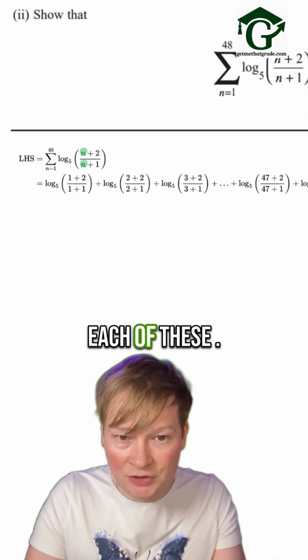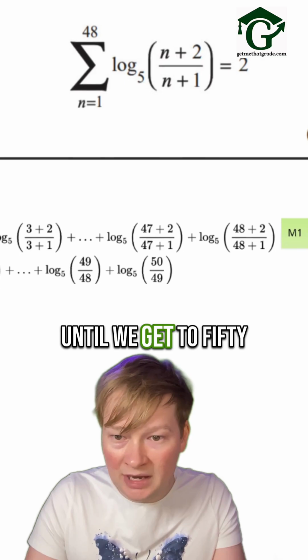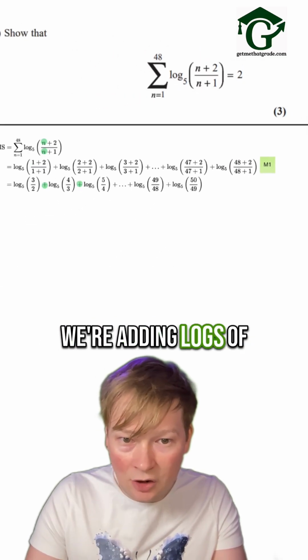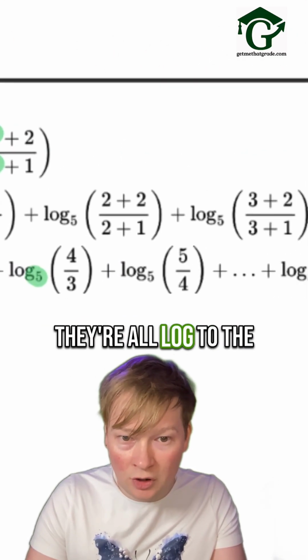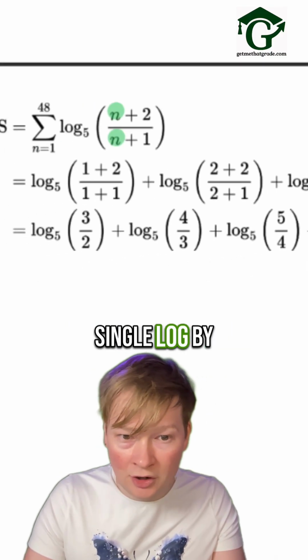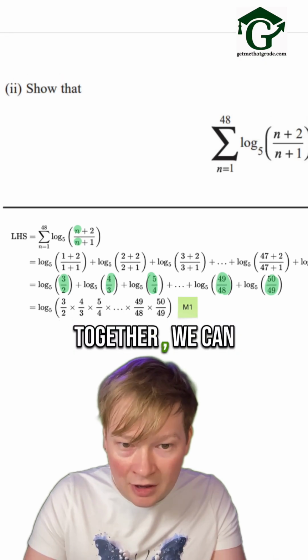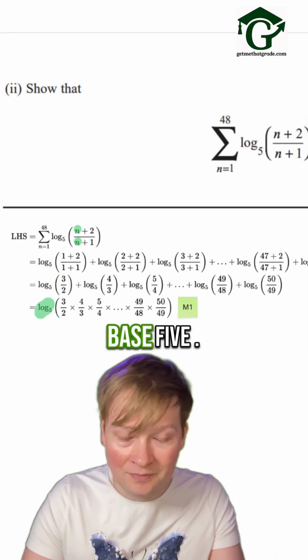Next, we can simplify each of these. This is 3 over 2. This is 4 over 3, and so on, until we get to 50 over 49. Now we're adding logs of the same base. They're all log to the base 5. When we add logs together, we can combine them into a single log by multiplying these arguments. So if we multiply all of these arguments together, we can then combine this into a single log, base 5.